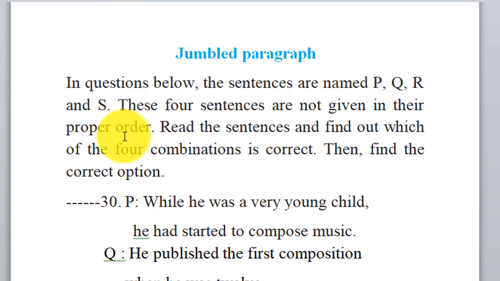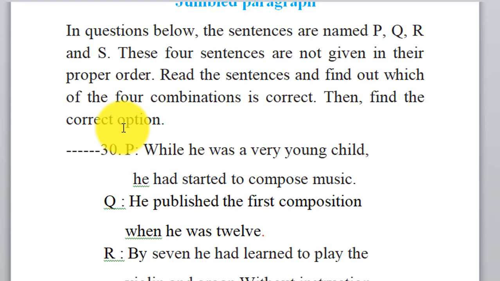Interesting, yes. Question number 30 and 31 are a kind of jumble paragraph. Jumble means sentences are written here in different orders, so you are going to reorder the sentences coherently and give a complete, coherent paragraph. Jumble means the paragraph is written, but in inappropriate order, wrong position, wrong arrangement of ideas.